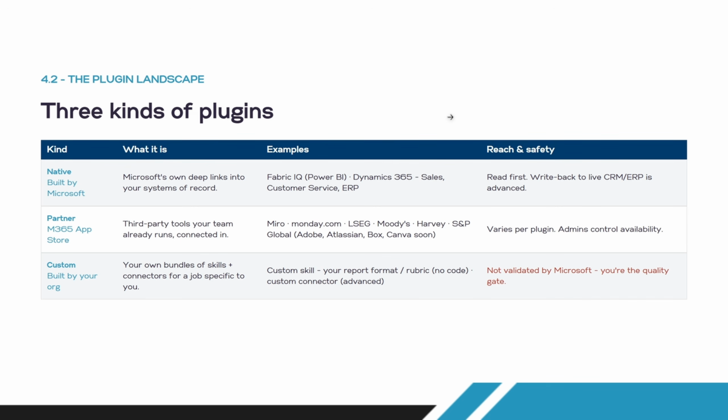Now, plugins in particular have three different types. So we have native ones built by Microsoft. We have partner ones, which are released on the M365 App Store and approved by Microsoft. And we have custom ones, which are built by your organization.